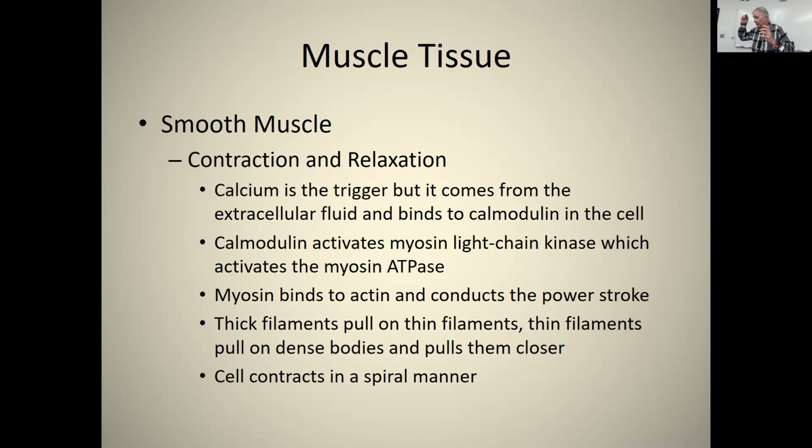The myosin ATPase hydrolyzes the ATP, and that causes the power stroke. That makes the filaments slide by one another. So that's something really different also. Remember, in skeletal muscle, ATP is not directly involved with the power stroke. It exists to detach the myosin cross-bridge from the actin, and then when it's hydrolyzed, it recocks the myosin cross-bridge, and then the myosin cross-bridge attaches and goes through the power stroke. Thick filaments pull on thin filaments, which pull on dense bodies and pull them together in a spiral manner.